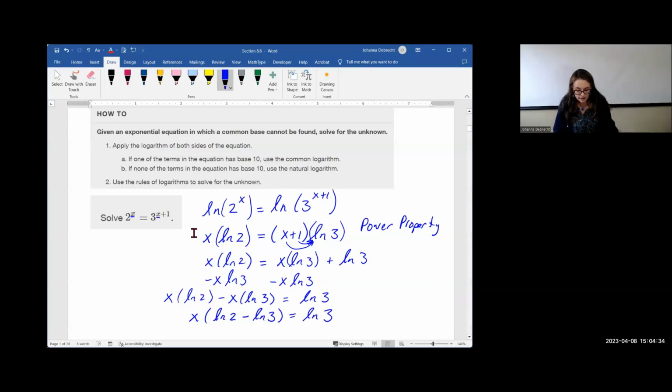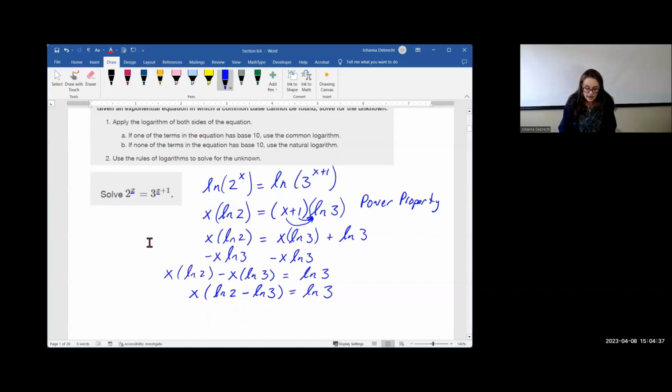Now, the next thing that I can do when I'm looking at this is I have a natural log of 2 minus a natural log of 3.